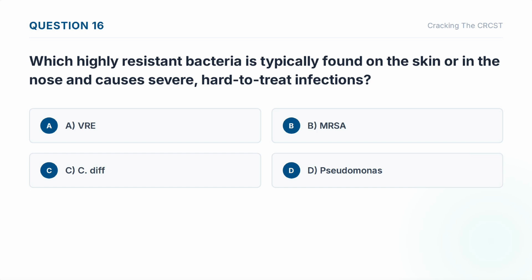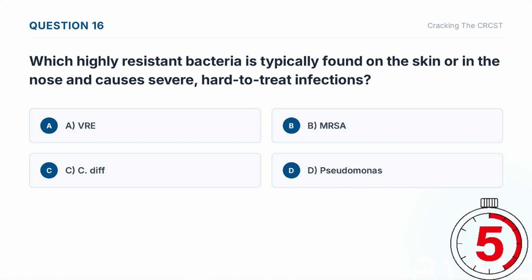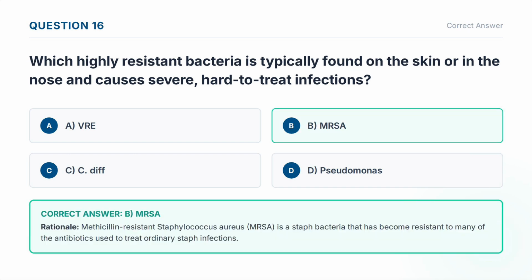Question 16. Which highly resistant bacteria is typically found on the skin or in the nose and causes severe, hard-to-treat infections? A. VRE, B. MRSA, C. C. diff, D. Pseudomonas. Correct answer, B. MRSA. Rationale, methicillin-resistant Staphylococcus aureus, MRSA, is a staph bacteria resistant to many common antibiotics.